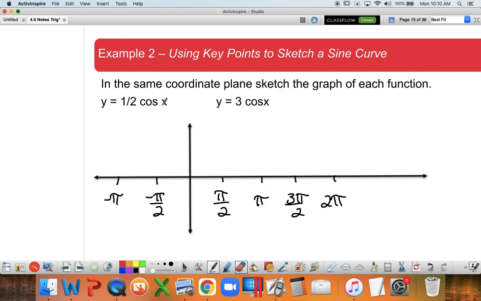Now, looking at this one, we're going to be graphing cosine, so it's going to be a little bit different than sine. My amplitude over here is 1/2, whereas my amplitude for this one is 3. So as I fill in my y-axis, I want to make sure we go all the way up to 3. So we'll do 1, 2, 3, and then I'll put my half tick marks in there. And then I'm going to need to do the same thing down here.